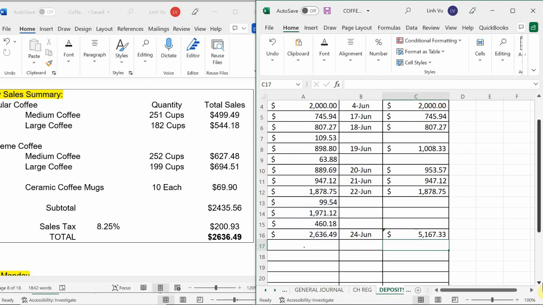Okay, $5,167.33. So good. We're trying to increase our checking account because we spent way too much money and we had too many payments coming up. So it's very crucial that we do indeed deposit all the money that we can. So in this case, we just deposited $5,000 into the bank.